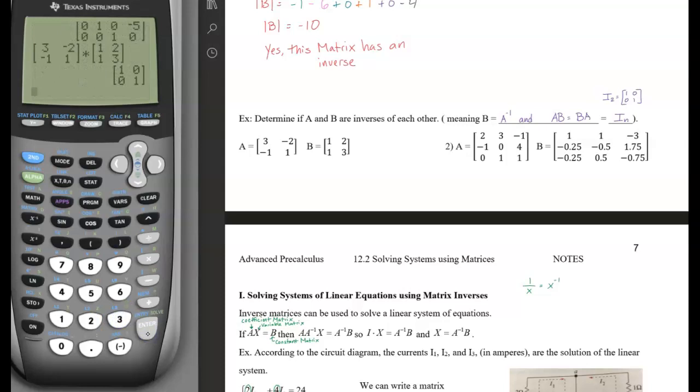But when we multiply matrix A by matrix B, it does produce an identity matrix, meaning, yes, A and B are inverses. Meaning, A is equal to the inverse of B.